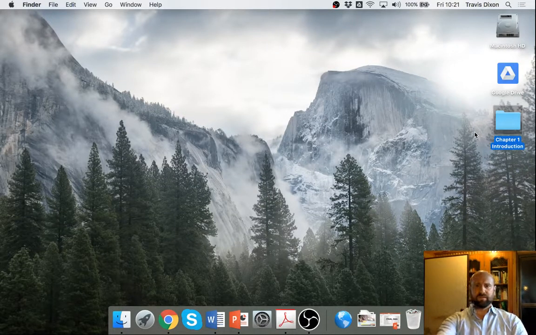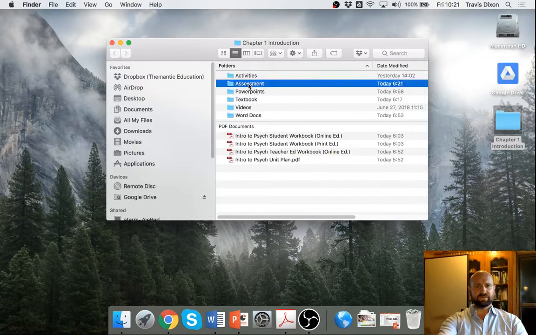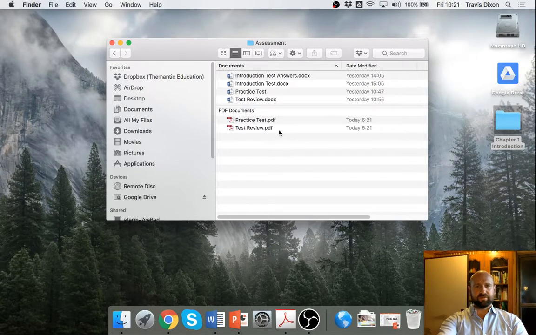All right, so just a quick summary of the end of unit test that I use for this unit. In the file, the introduction, if you go to assessment, you're going to see a couple of different files here. These are PDFs and Word documents that are exactly the same. The reason these are PDFs is because it makes it easier to add to the workbook file if you want to.